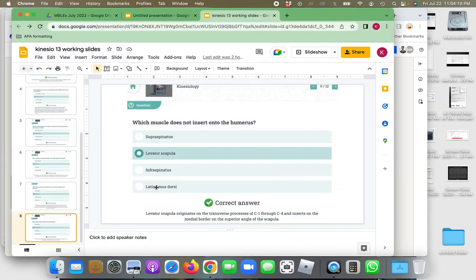So it's not the lat, because that inserts onto the humerus, not the infraspinatus, because that inserts onto the humerus at the middle facet of the greater tubercle, not the supraspinatus, because that inserts onto the humerus at the superior facet of the greater tubercle, but the levator scapula, which attaches from the superior angle of the scapula up into the cervical vertebrae.